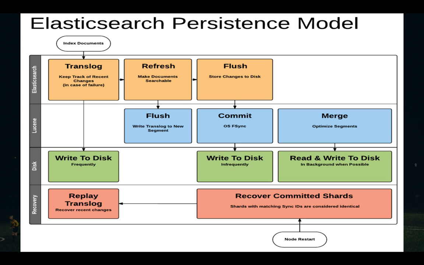On Lucene level, we have flush, commit, and merge. Flush means writing the translog to a new segment. On commit, we are doing a file sync with the operating system. On merge, we are optimizing our segments on Lucene. On disk level, we are writing into disk.